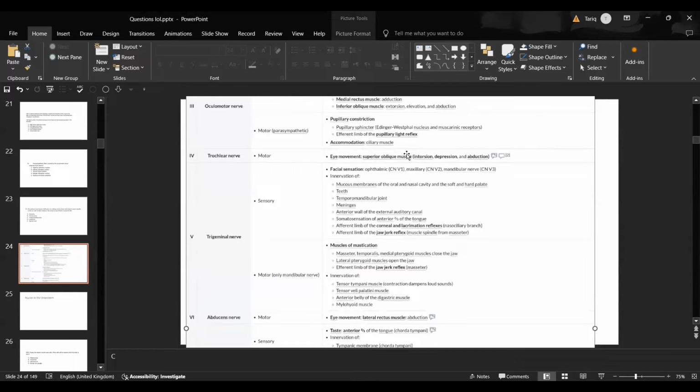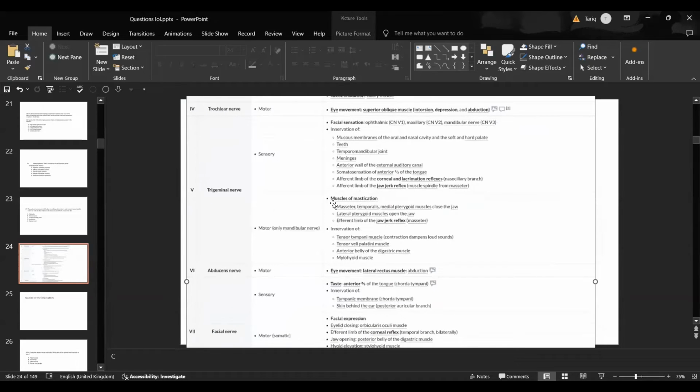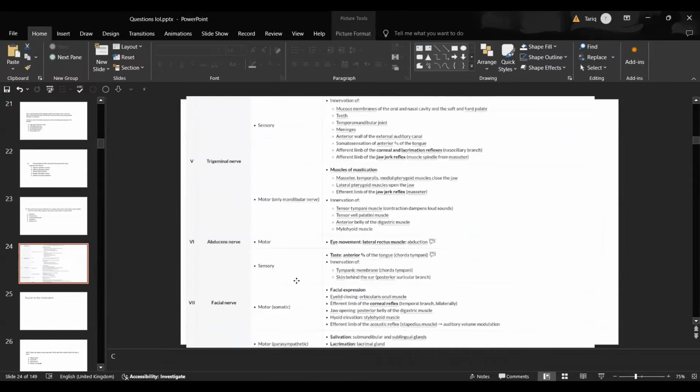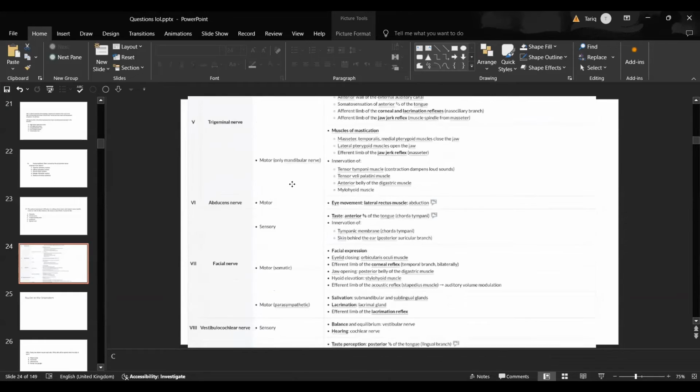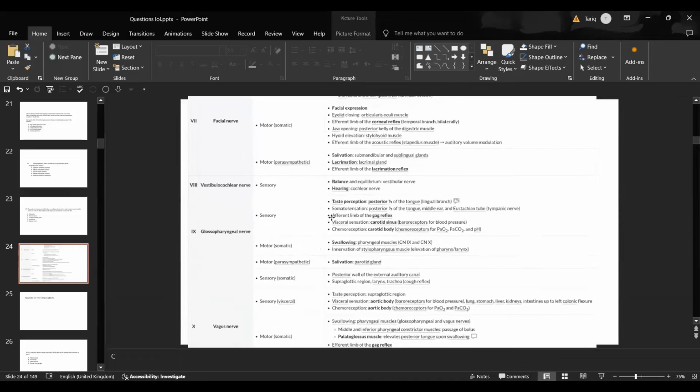However, this one controls just the superior oblique muscle. The trigeminal nerve is for general sensation of the face and for the muscles of mastication. Abducens nerve is just for the lateral rectus muscle of the eye. So 3, 4, and 6 control the eye. 7 is the facial nerve. It's another big nerve, just like the trigeminal. And so it's going to hold special sensation for taste. And it's also going to be the so-called special movements. And so that's why you're going to get your facial expression, your eyelid closing, and so on.